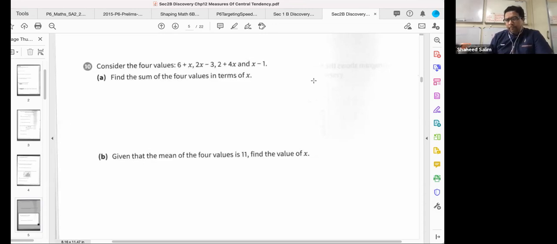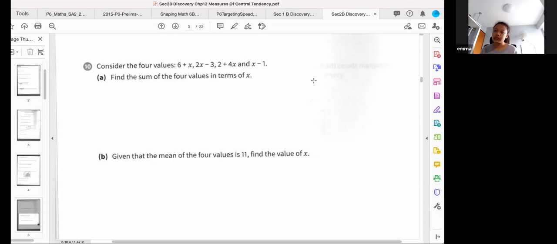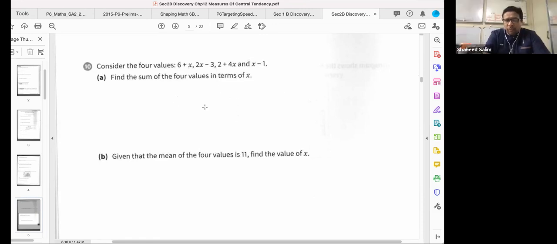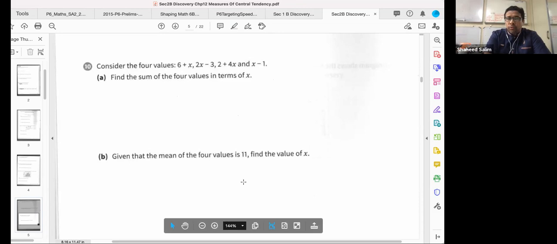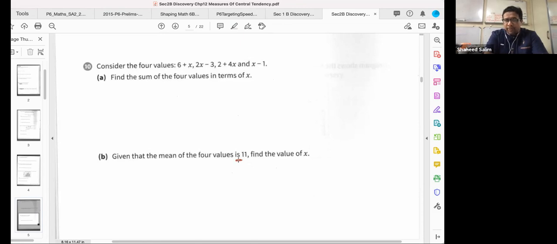4 plus 8x. Well done, 4 plus 8x. So you get the total value. So now you want to find the mean, right? In fact, they tell you what the mean is, and in order to find the value, you need to find the equation.